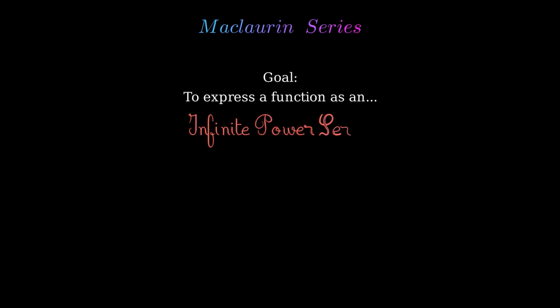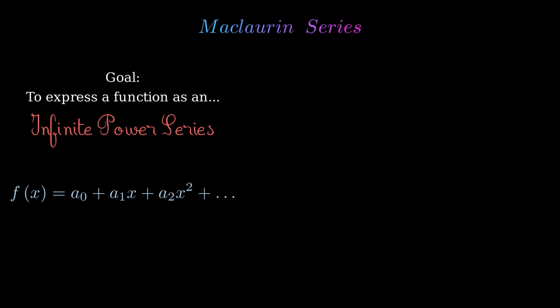So we talked about the history of the Maclaurin series. Let's talk about the primary goal behind the Maclaurin series. The primary goal is to express a function f of x as an infinite power series. So what's an infinite power series, you may ask? It is an infinite collection of terms where the general term is a sub r x to the power of r, where r can vary from 0 to infinity.